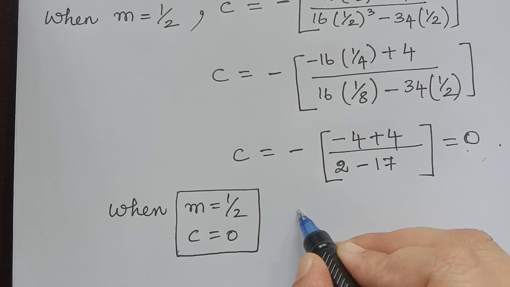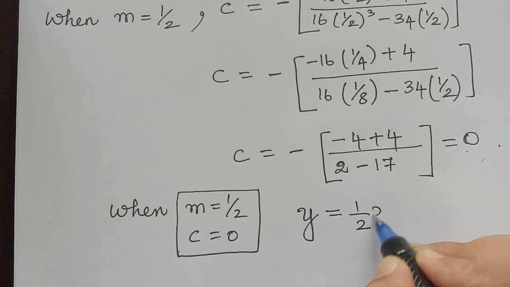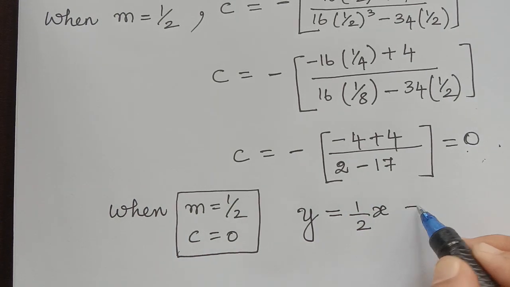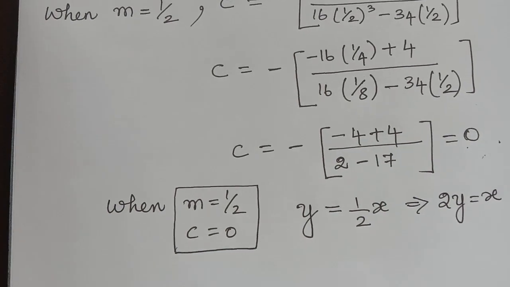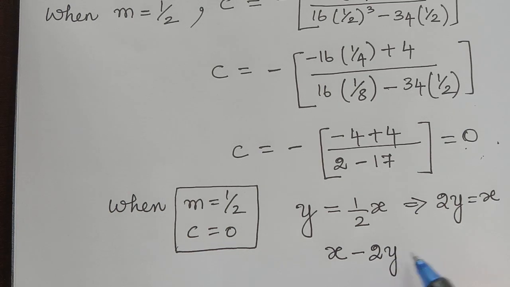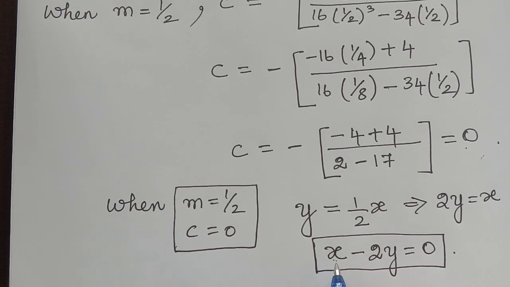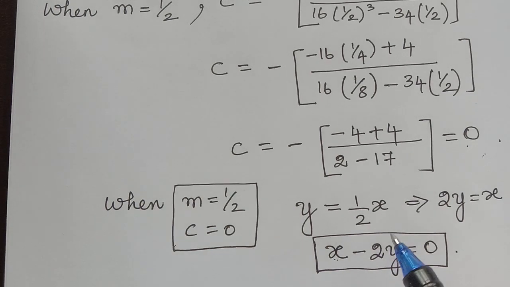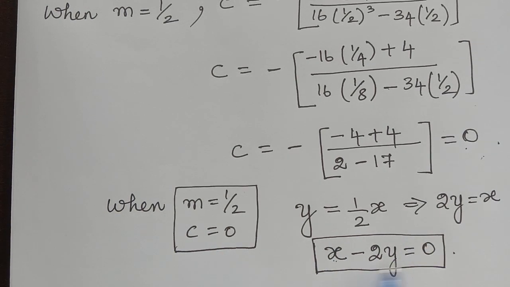In a similar way, we can also find the equation of the asymptote, y is equal to mx plus c, which is 0. And so, from this, we will be getting 2y to be equal to x. And we will get the equation of the asymptote to be x minus 2y equal to 0. Always keep the x term positive. The coefficient of x, always keep it positive so that we arrive at the correct answer. So, x minus 2y equal to 0 is the third asymptote.